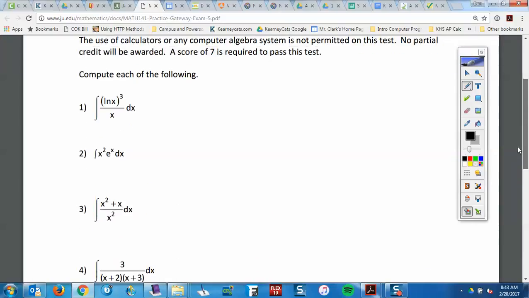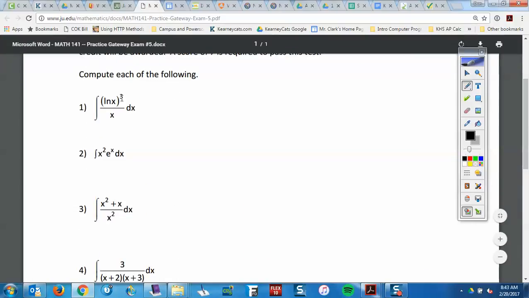Okay, so let's not necessarily work it through, but what would you do for this one right here? Let u be the inside, ln x, because the du is 1 over x dx sitting right there, right? So you're going to end up with u to the 3rd, which would be 1/4 u to the 4th, right? Pretty straightforward. What about this one?